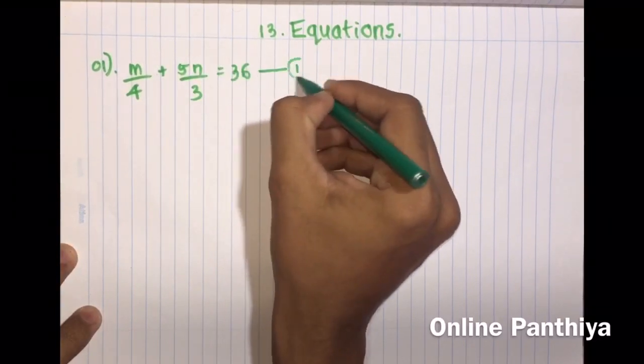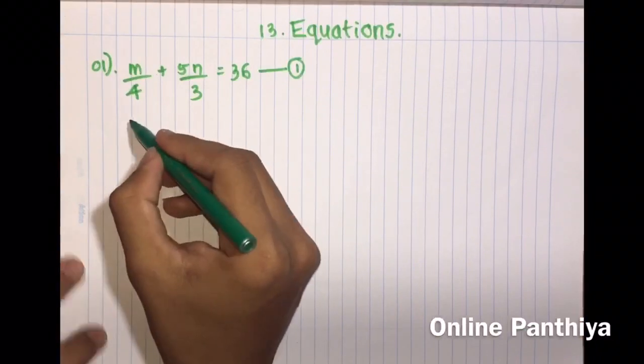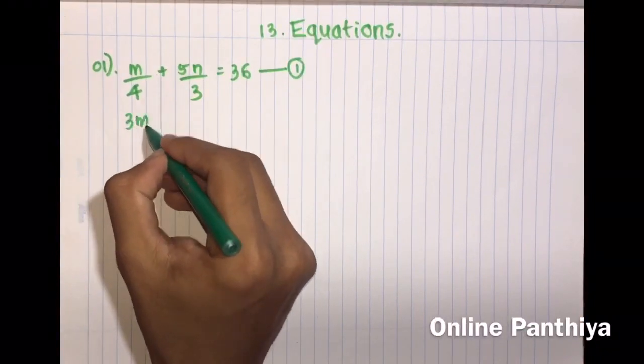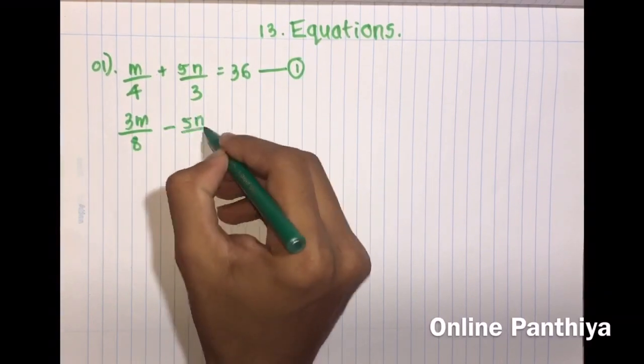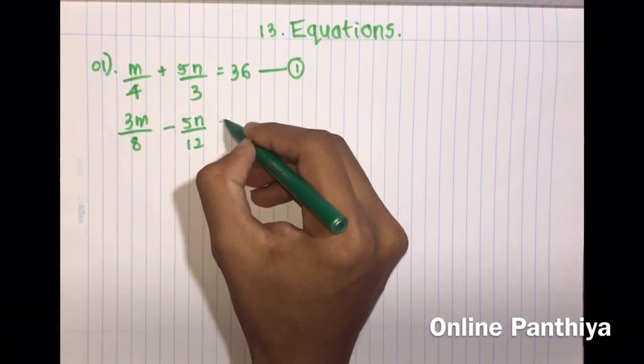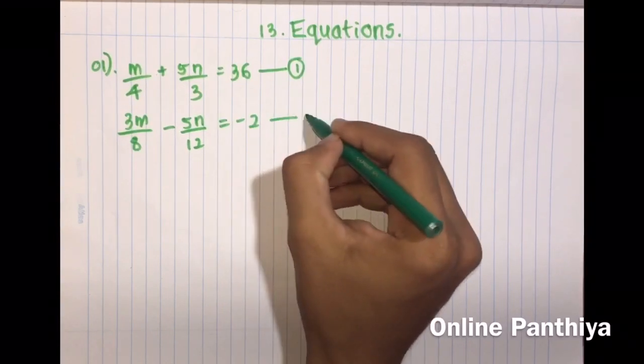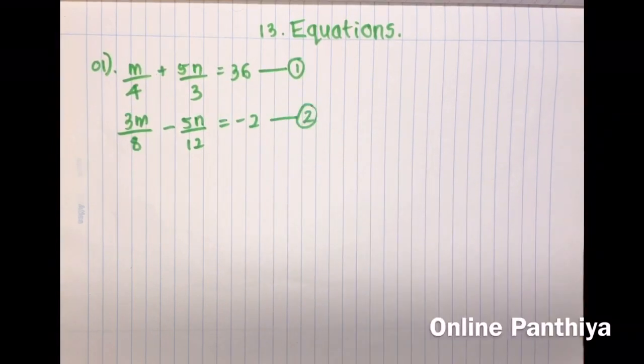36. Now I call this the first equation. And the second equation is 3m over 8 minus 5n over 12, equal to minus 2. This is my second equation. Now, what is the first step?